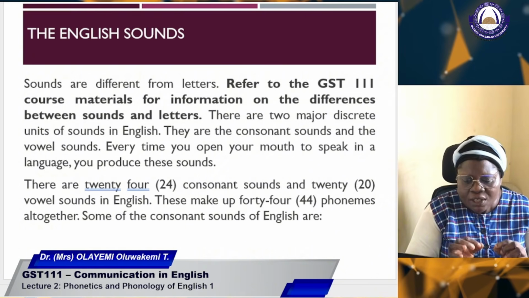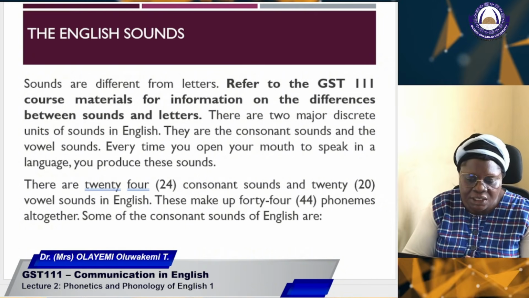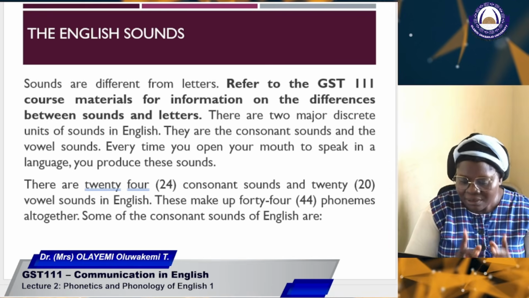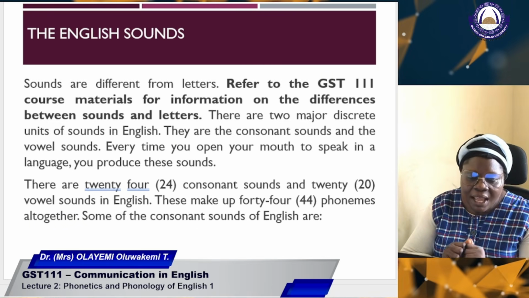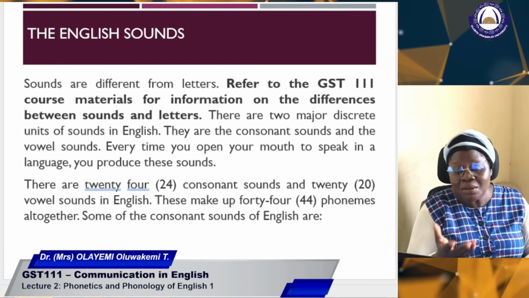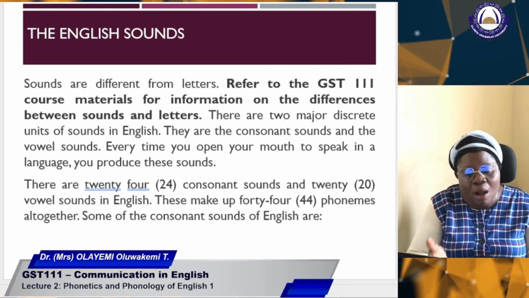There are two major discrete units of sounds in English. They are the consonant sounds and the vowel sounds. Those are the two sounds we have. Every time you open your mouth to speak in a language, you produce these sounds. The sounds are either consonants or vowels.